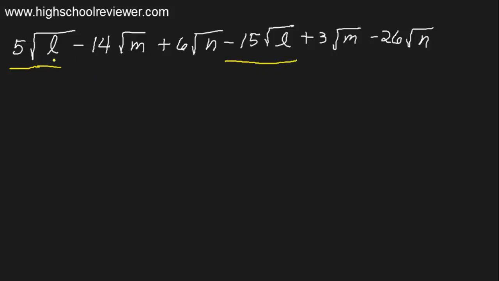So they have the same radicand, which is L. So our next radicand is M. So we can combine negative 14 square root of M and positive 3 square root of M. Our third radicand is N. So we can combine positive 6 square root of N and negative 26 square root of N.